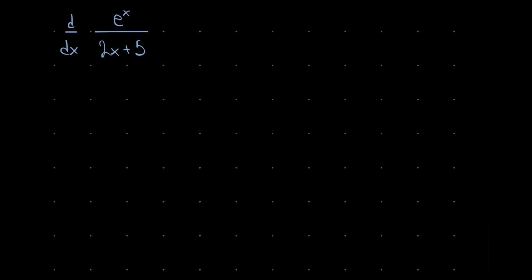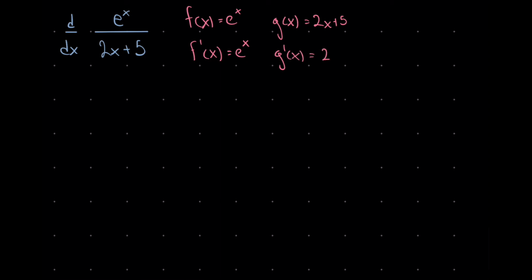We're asked to find the derivative of e to the x over 2x plus 5. And so in this case, we have our numerator, f of x is equal to e to the x. And this is a very easy derivative to remember. It literally just stays the same. We just have e to the x. And then we have our denominator, g of x. This is equal to 2x plus 5. And the derivative of g of x is equal to 2.